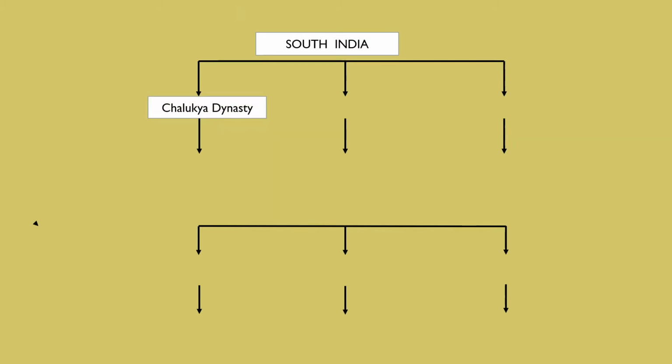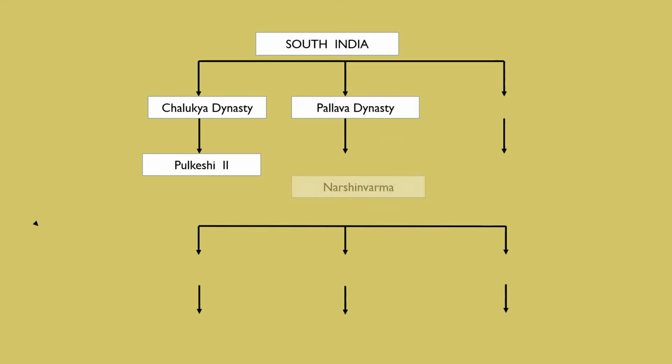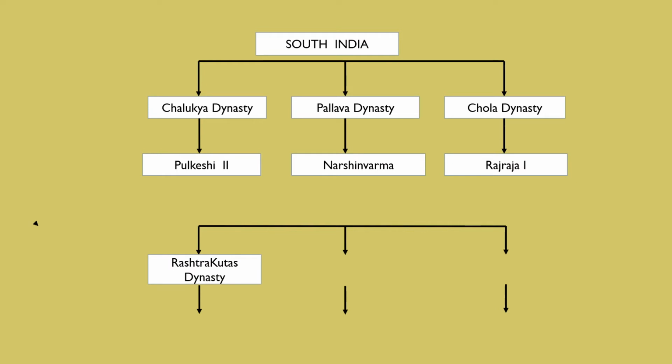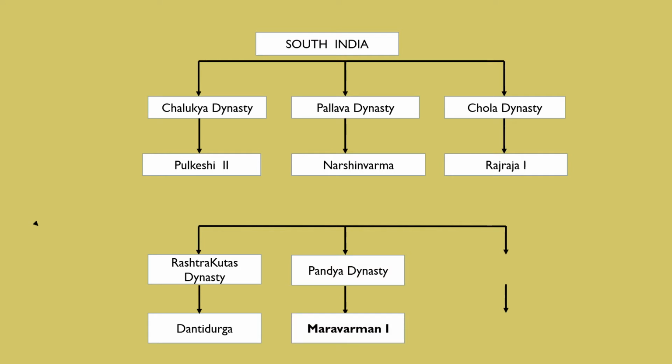South India. The Chalukya dynasty, as you know, was ruled by the noteworthy king Pulkeshi II. Pallava dynasty, Narsimha. Chola dynasty, Rajaraj I. Rashtrakuta dynasty, Danti Durga, he is the founder of the Rashtrakuta dynasty. Pandya dynasty, Maravarman I. Chera dynasty, Shengtuvan Chera. These are the names of the famous kings in the South Indian dynasties.